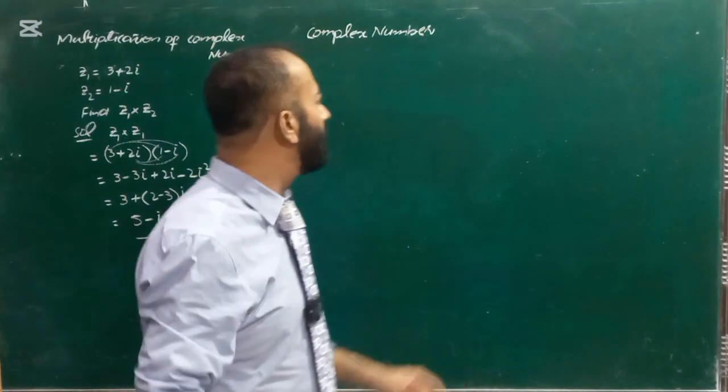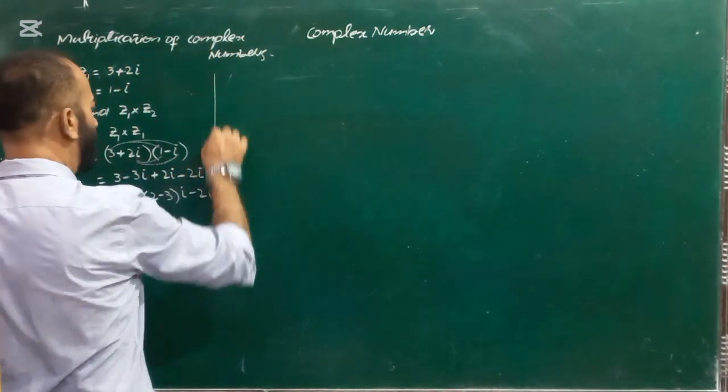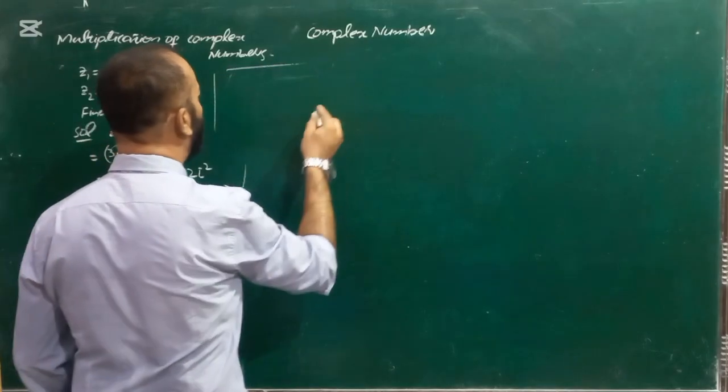The next thing that we are going to read in complex numbers is conjugate.